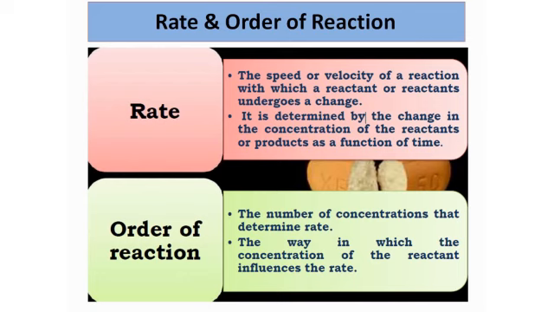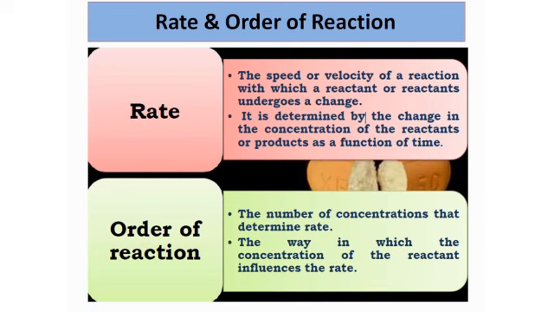The next concept is the order of the reaction. Now, what is order of the reaction? It is nothing but the number of concentration terms that determine the rate. Suppose we have a reaction A plus B is equal to C. If the rate of the reaction is controlled by both the concentration of A and the concentration of B, we call it a second order reaction. If it is affected by only one, we call it a first order reaction. If it is free from the concentration of A and B, it is a zero order reaction.